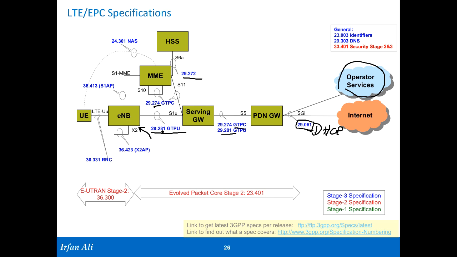Then for DNS lookup, so for an E node B to find an MME, this is all supposed to be served by an IP network. We have some domain name server lookups, and that's specified in 29303. A key specification for you to understand the security aspects of LTE is 33401. It includes both stage 2, some architecture level details, and also stage 3, which are some more protocol details for security. So these are the key specifications that we find out about for EPC.